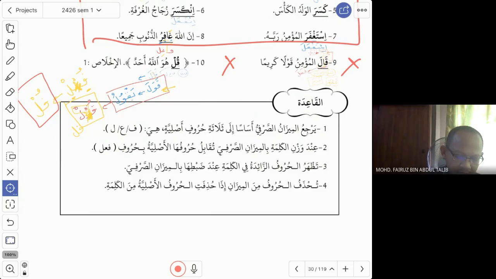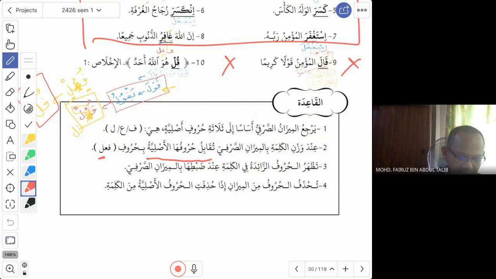Inda waznil kalima bil mizan sarfi. When you wazan here means you compare. When you compare the word to the mizan sarfi, to the wazan, you want to identify the wazan. What do you do? Tuqabilu hurufiha al-asliya bi hurufi fa'in lam. You match the original huruf to fa, ain, lam, just like what we did just now. These are the original huruf; you match them to the fa, ain, and lam. Okay, this is number 2.